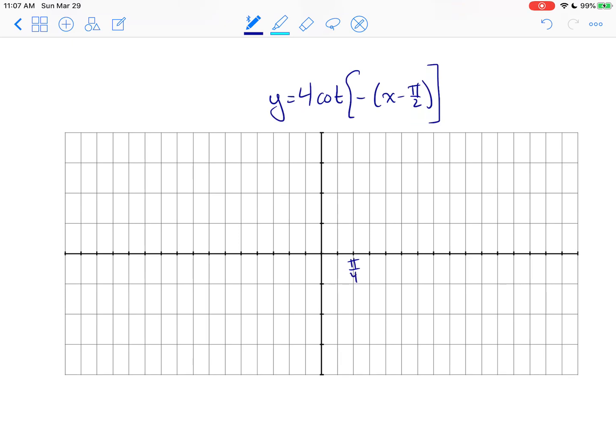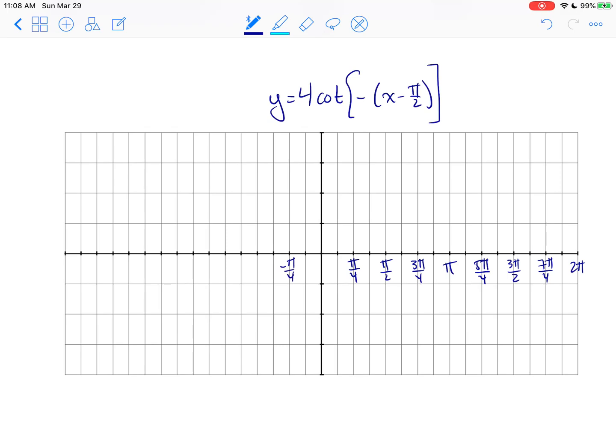So this is pi over 4. 2 pi over 4 is pi over 2. 3 pi over 4. 4 pi over 4 is pi. 5 pi over 4. 6 pi over 4. 7 pi over 4. And 8 pi over 4 gives me 2 pi.